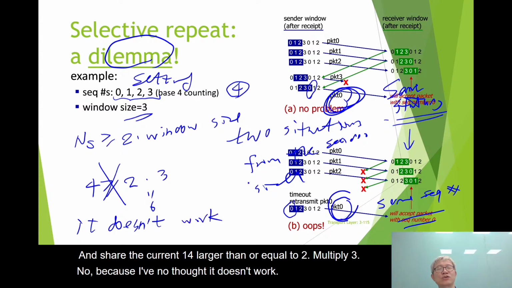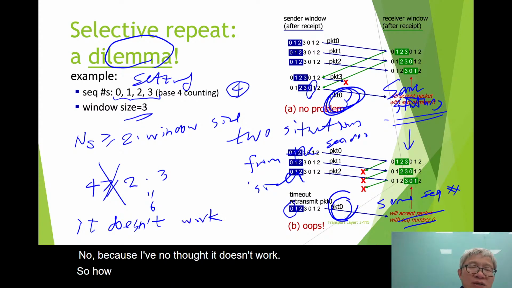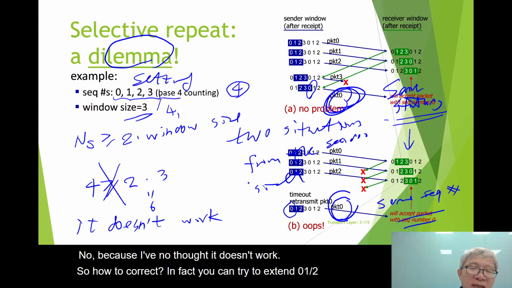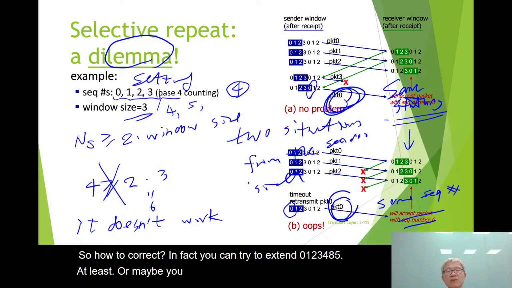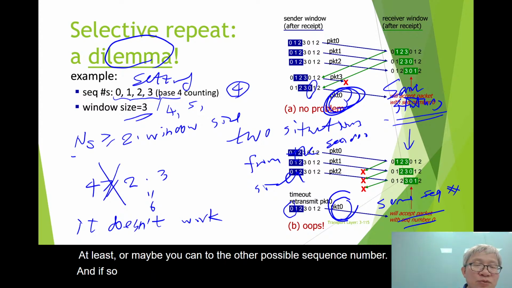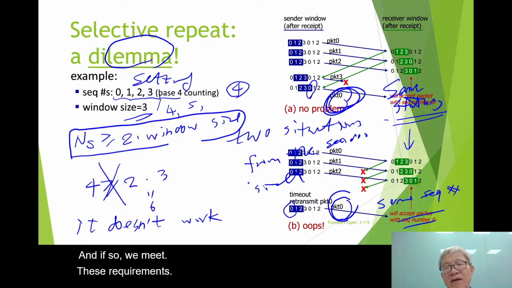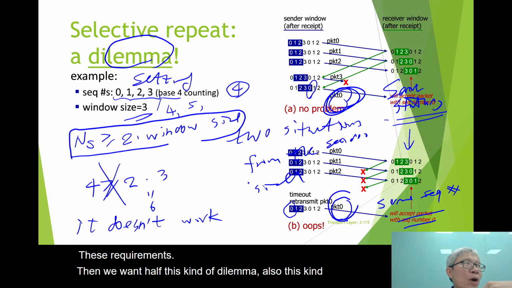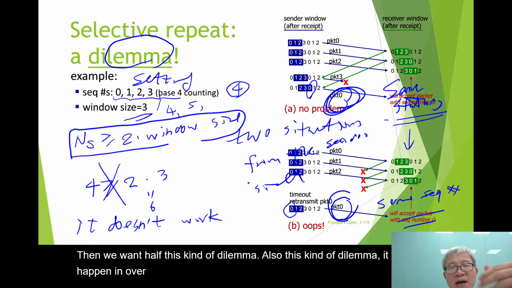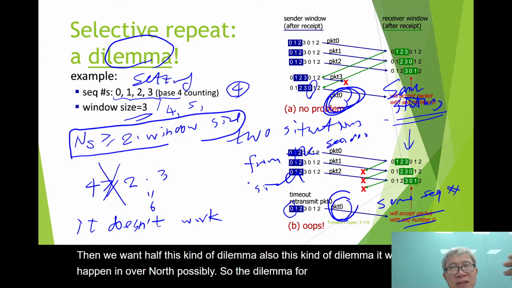Well, so how to correct? In fact, you can try to extend the sequence numbers to 0, 1, 2, 3, 4, and 5, or maybe you can choose another possible sequence number size. And if so, we meet this requirement. Then we won't have this kind of dilemma. So this kind of dilemma will happen in go back N, possibly. So the dilemma is for selective repeat and also possibly for go back N.